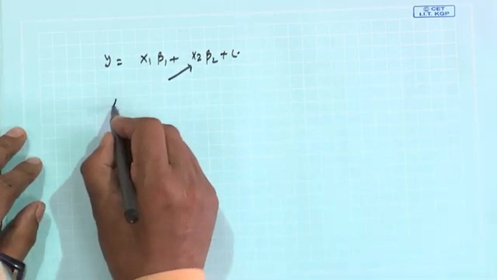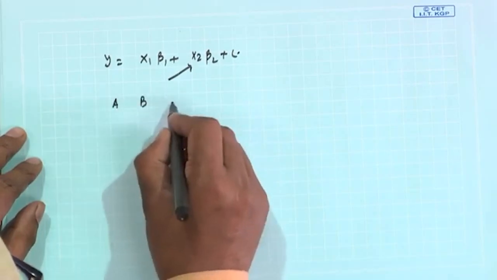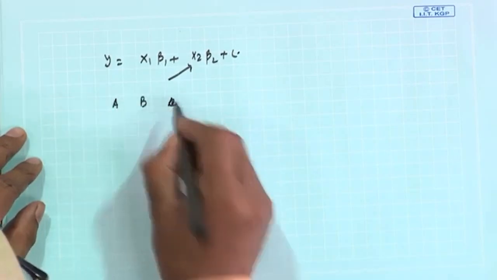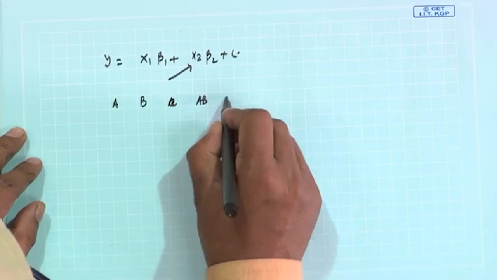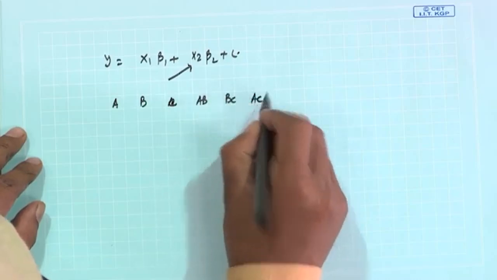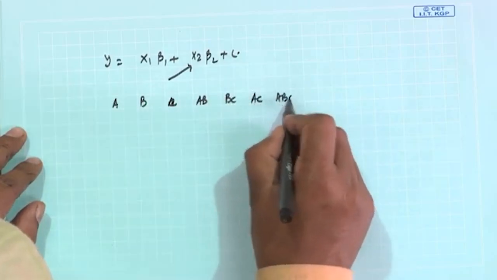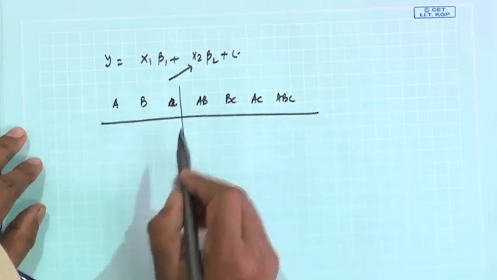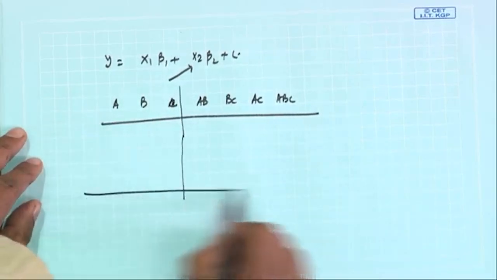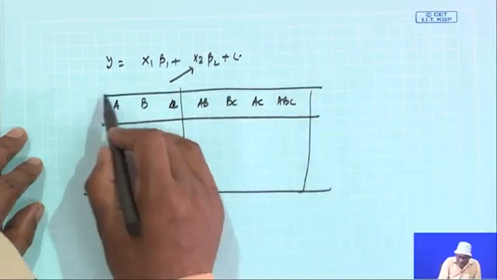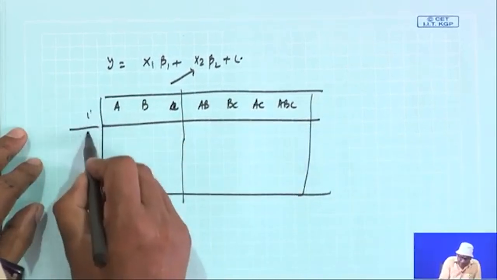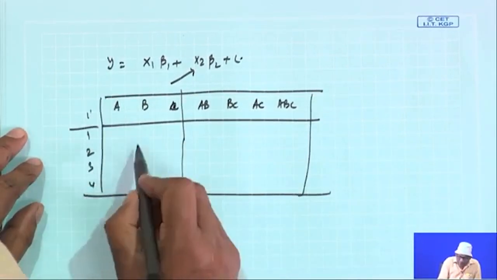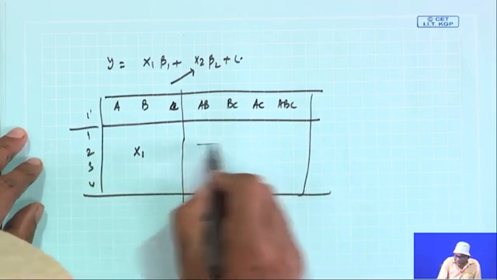So, what is the full design? A, B, C, AB, AC, BC, ABC. So, what have we considered? We have considered A, B, C only. So, that means this portion you have not considered. You have I equal to 1, 2, 3, 4. This is what X1 is considered, but this is X2.